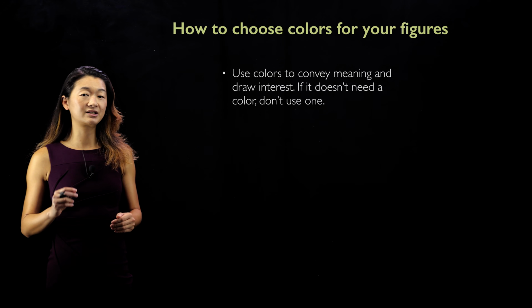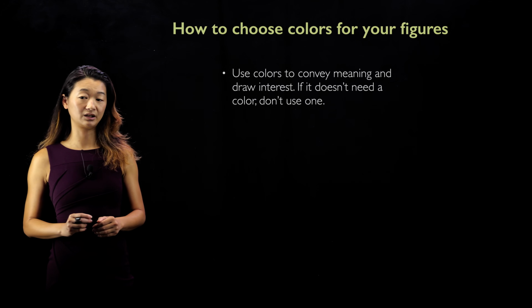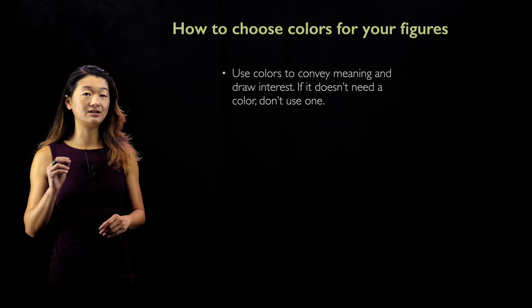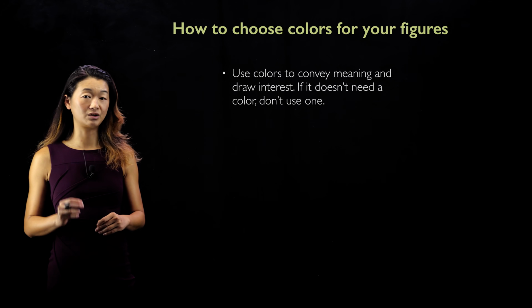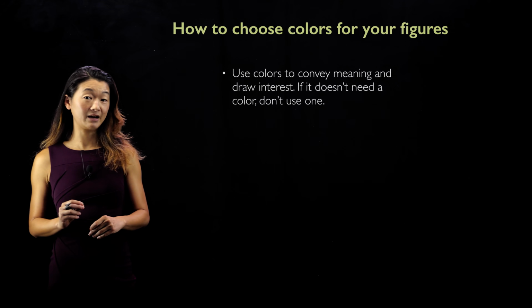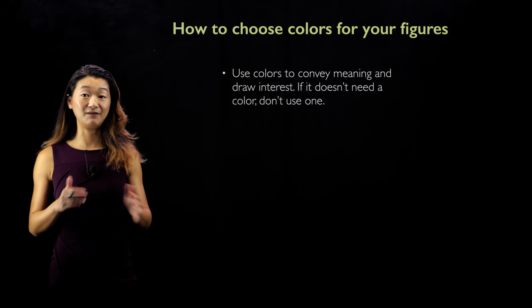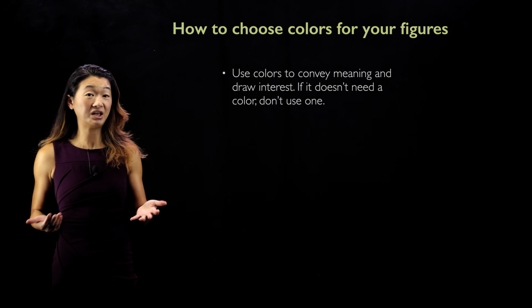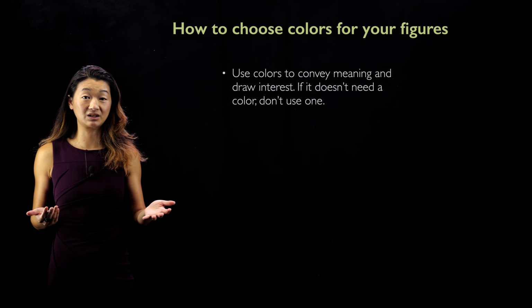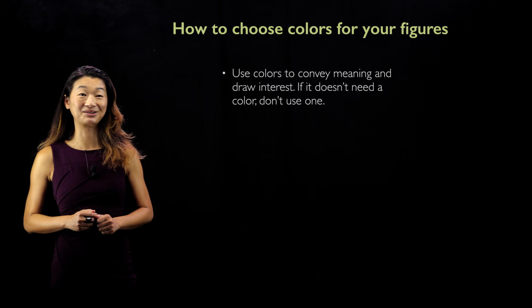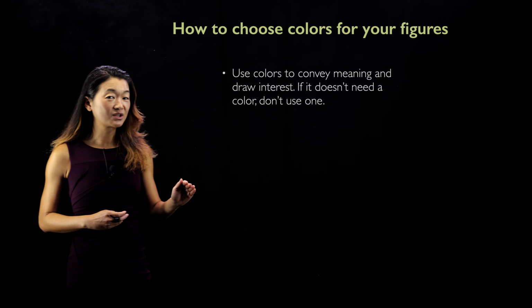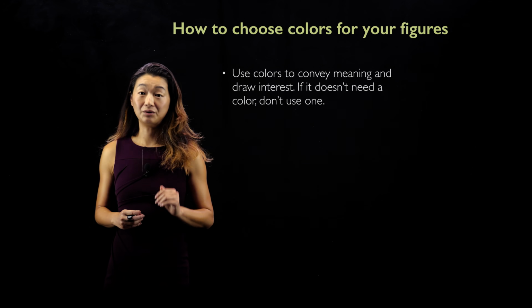So my first and foremost advice in picking colors for your scientific figures is use color to convey meaning and to draw interest. If it doesn't need to have a color, don't use one. Use black, white, and gray. Okay? If it doesn't need a color, just don't use it. It's really unnecessary. Don't do it just because it's pretty. Okay? It's not a good idea. Don't do it. So if you're going to use a color, make sure that there's a reason you're using that color.